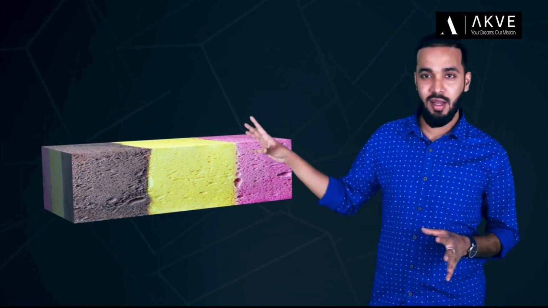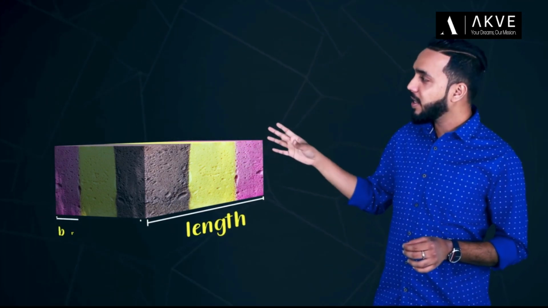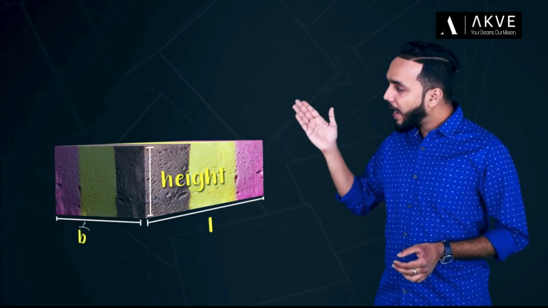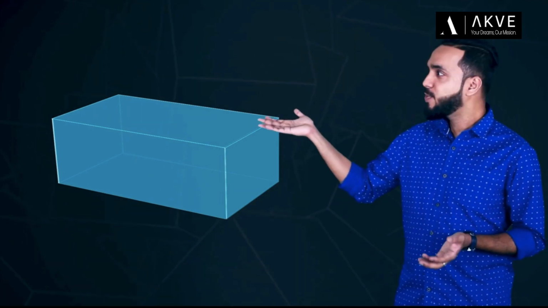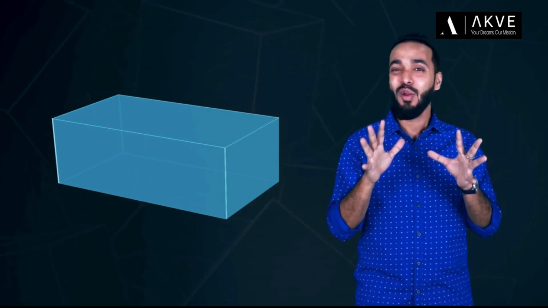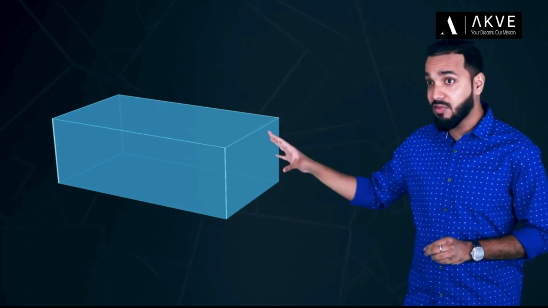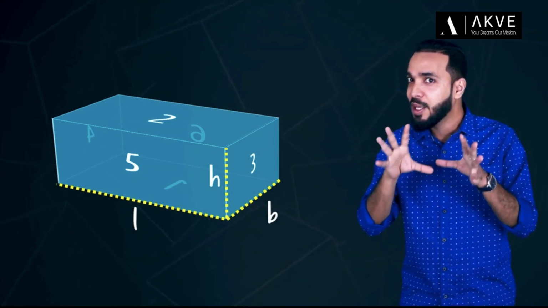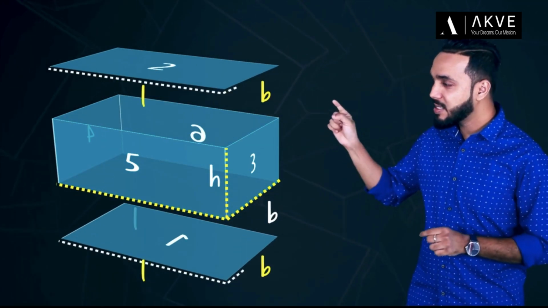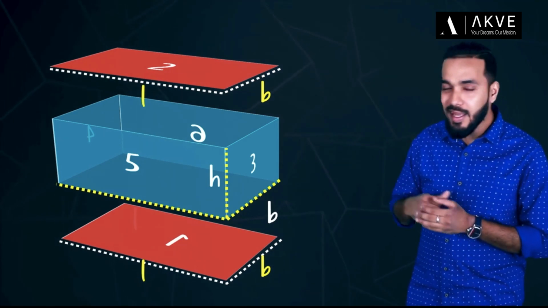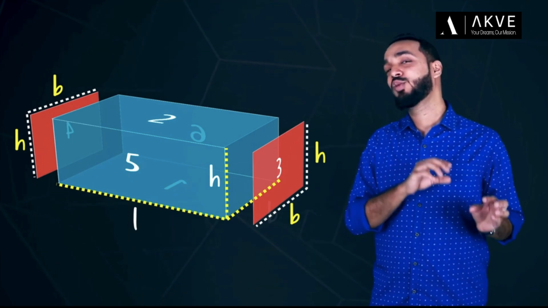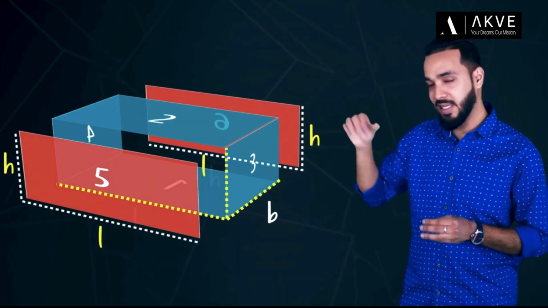So the dimensions here are the length, the breadth and the height, which are abbreviated as L, B and H respectively. So now, finding the area of this box is easy peasy. All we need to do is find the area of each of the rectangular pieces and then add them all up. And if you notice, you will be able to see that pieces 1 and 2 are identical. Pieces 3 and 4 are also identical, and so are pieces 5 and 6.